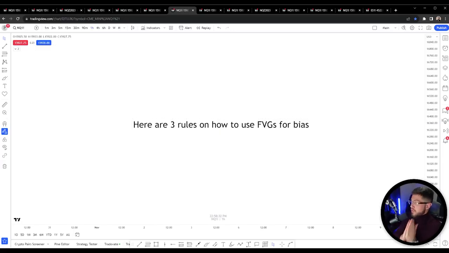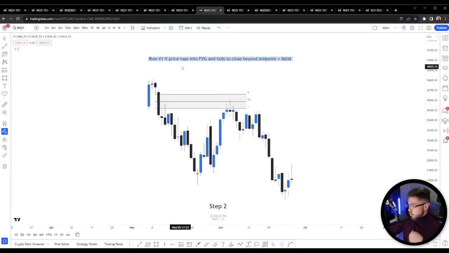So here are the 3 rules on how to use these levels for fair value gaps for bias. Rule number 1 is that if price taps into the fair value gap and fails to close beyond the midpoint, then it is valid. So we see right here, the price taps up into it. It does not matter how far the wick goes. The wick could go even out of the fair value gap. As long as the candle body is not closing beyond this line, the fair value gap is valid.